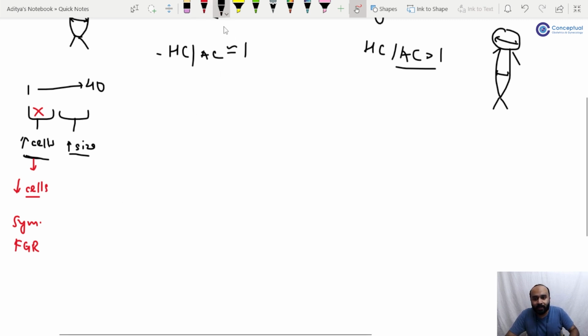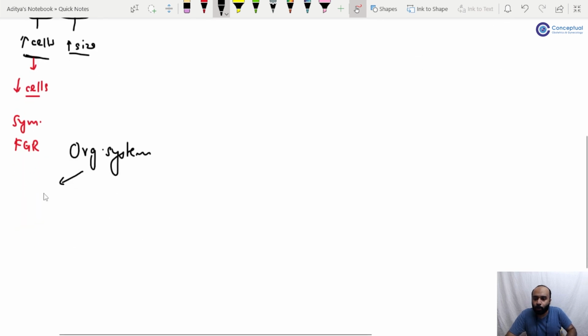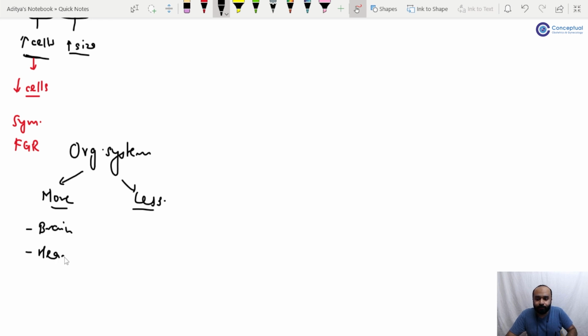So to explain this concept of important and less important organs, if I'm going to be talking about my organ system, I have a few more important organs in my body and a few less important. It doesn't make them unimportant, they're just a little lesser important than the more important ones. Which are the more important organs? There is the brain, there is the heart, and there is the adrenal. You would definitely know that the brain and heart are very important.